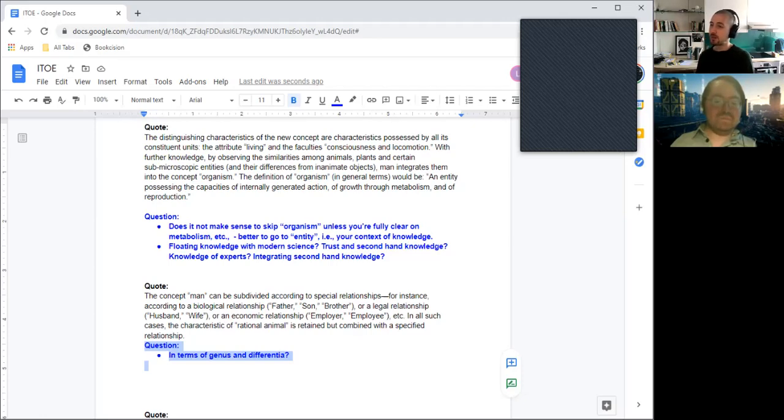Right. Does it answer some of my question in saying this? The concept man is subdivided. But it seems weird to say employer is a type of man. Employee is a type of man. Maybe, and then man in a relationship with an employee. Yeah, I mean, that's just weird.